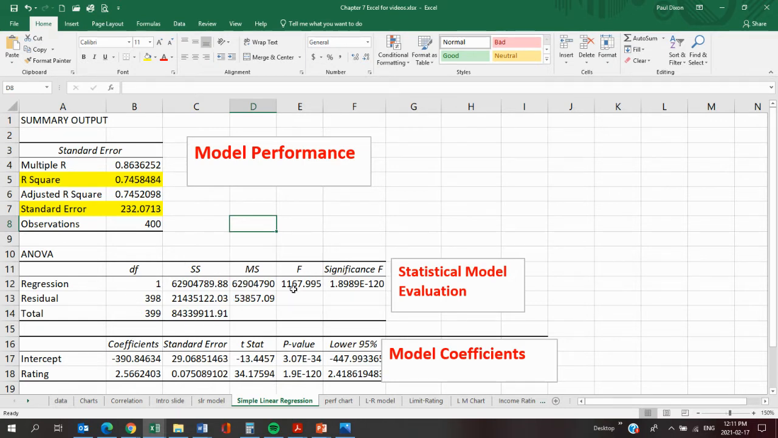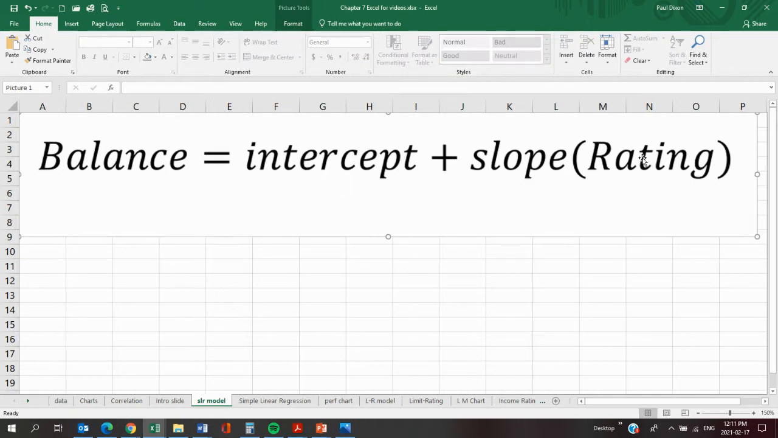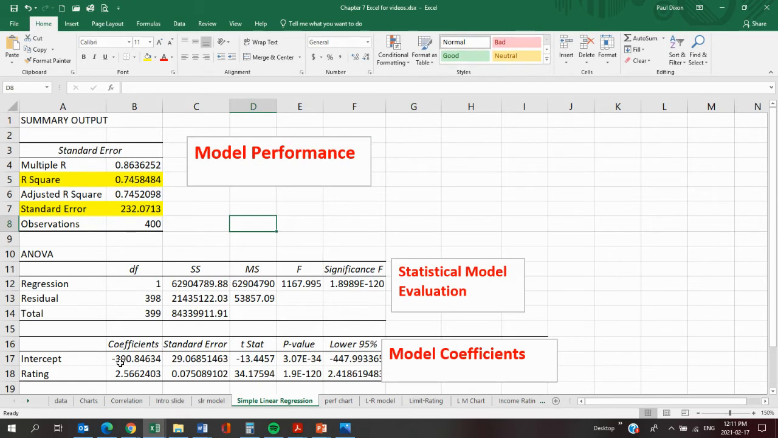There's a table of statistics that we'd need if we were getting into detailed statistical analysis. And then there's the basic formula for the model, the coefficients. Previously I said there was an intercept plus a slope times rating. So this says the intercept is minus 390 plus 2.566 times the customer's rating.